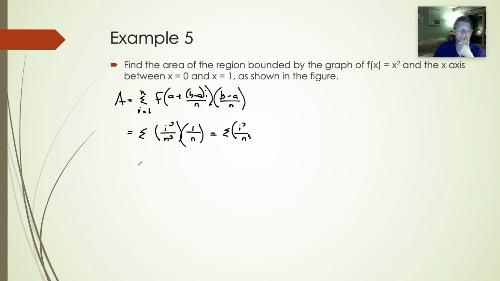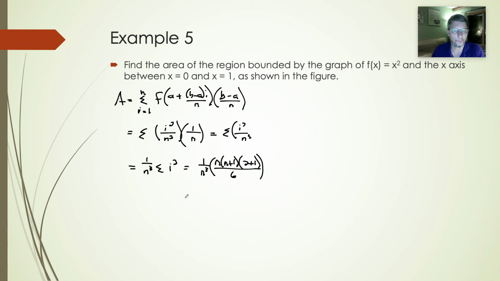So what do I do here? The first thing I do is I pull out the 1 over n cubed. So 1 over n cubed times the summation of i squared. All right. And lo and behold, I already know what that is. This then becomes 1 over n cubed times n times n plus 1 times 2n plus 1 divided by 6.